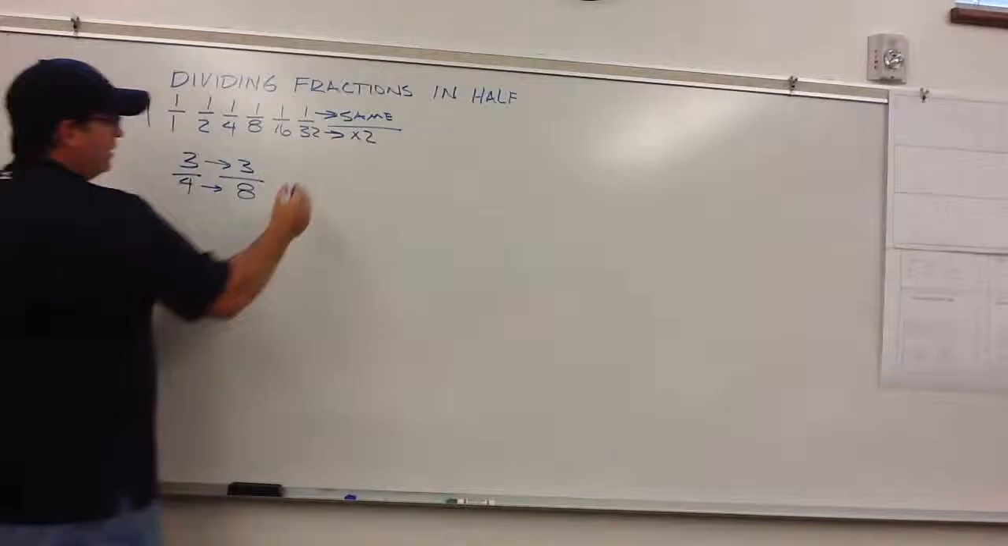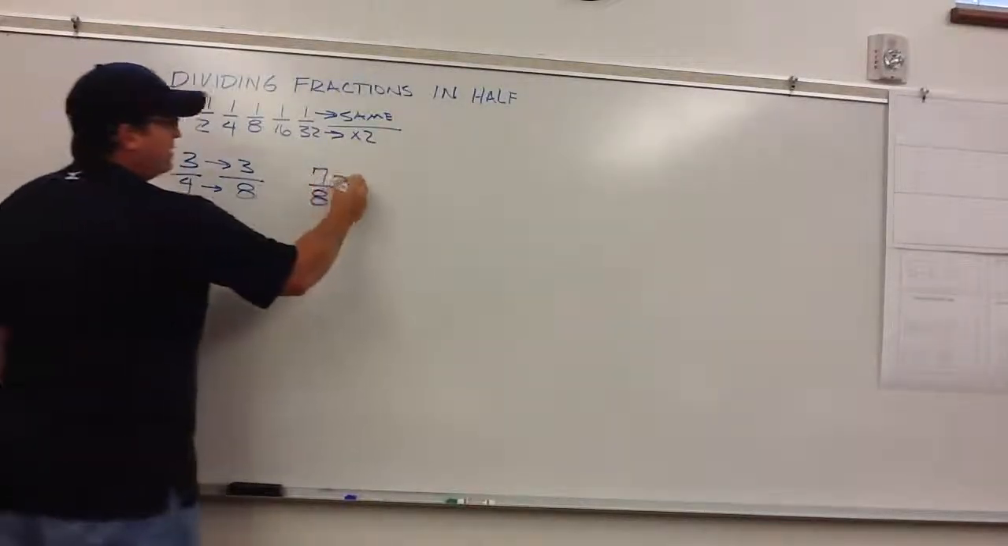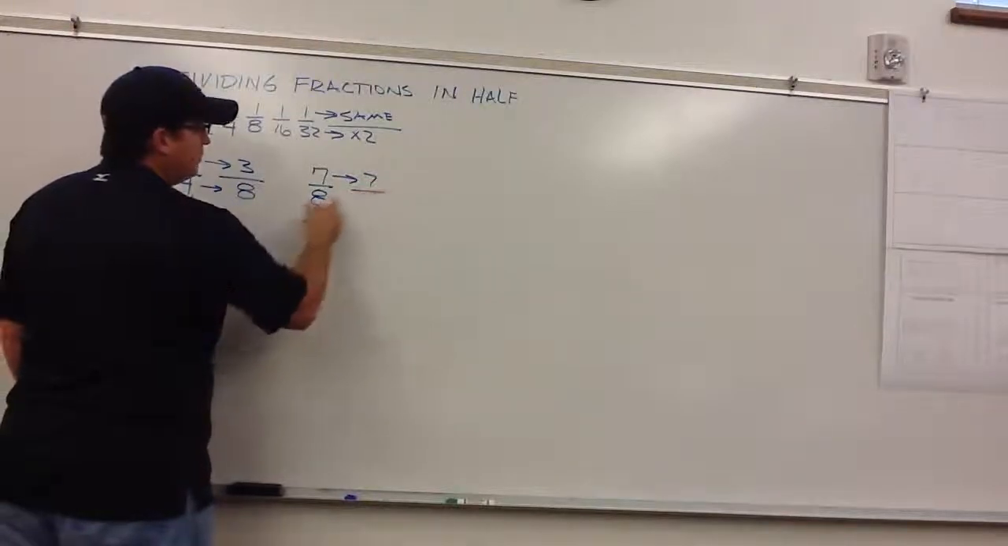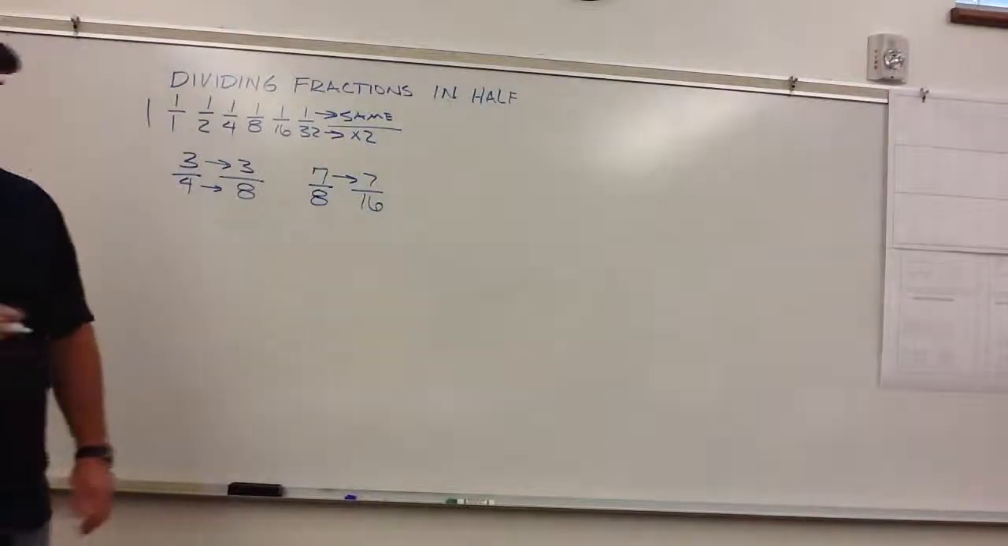Let's do another one. Let's go 7/8. I take the 7 across, multiply the bottom number. Half of 7/8 is 7/16.